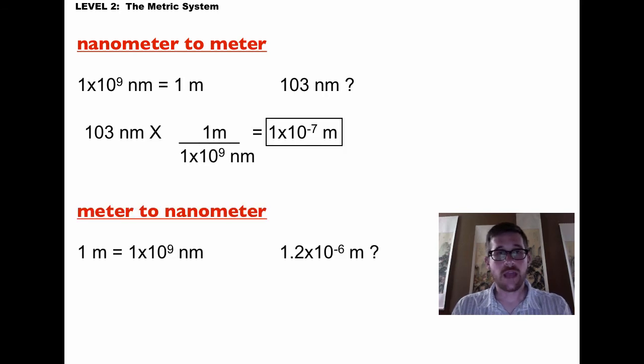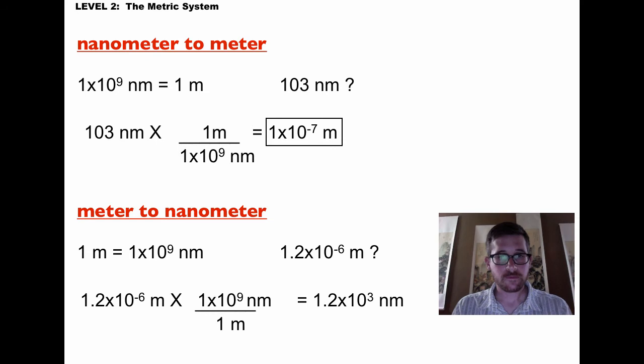Meter to nanometer, so the opposite. Very similar setup. This time we're canceling meters to be left with nanometers, and we get 1.2 times 10 to the 3rd nanometers.